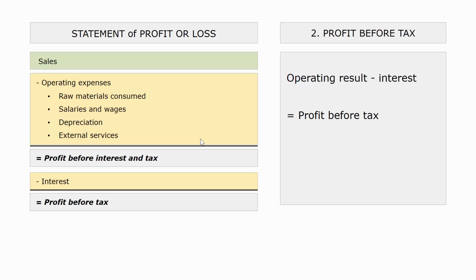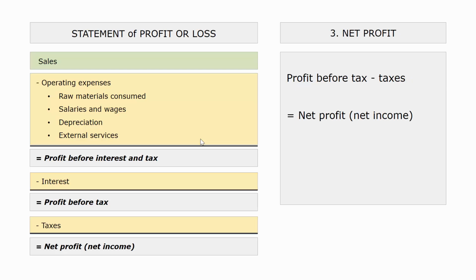Interest expense is a separate section within the statement of profit or loss. It covers the return to loan finance providers. It is not a return to shareholders. Its amount depends on the degree to which a company is financed by loans or debt. After deducting interest from operating profit, we obtain profit before tax.